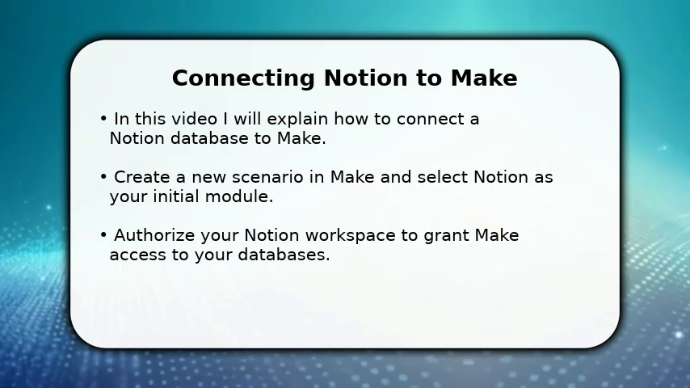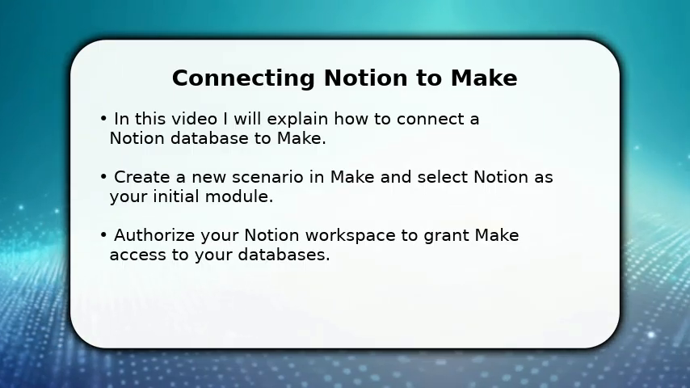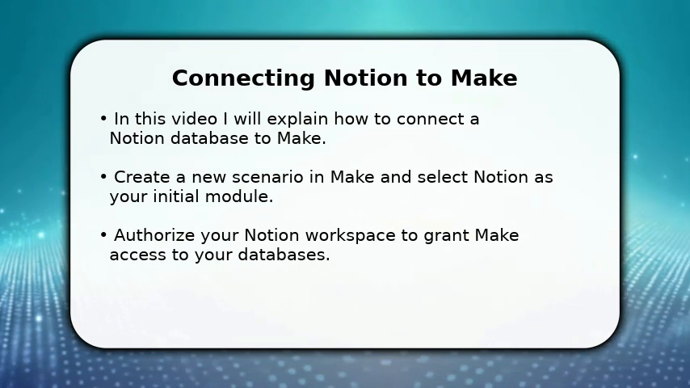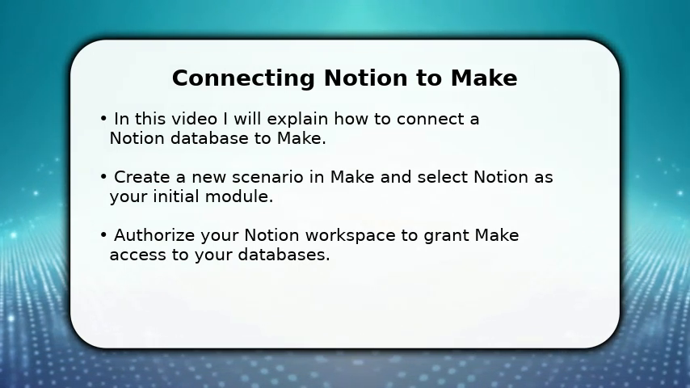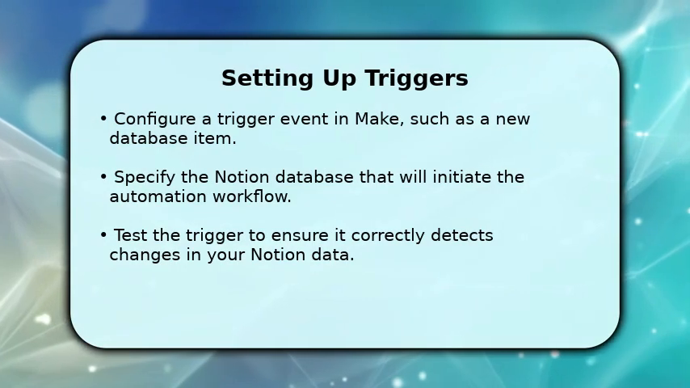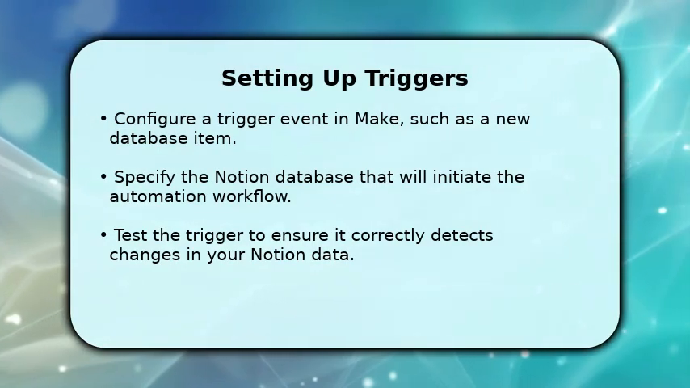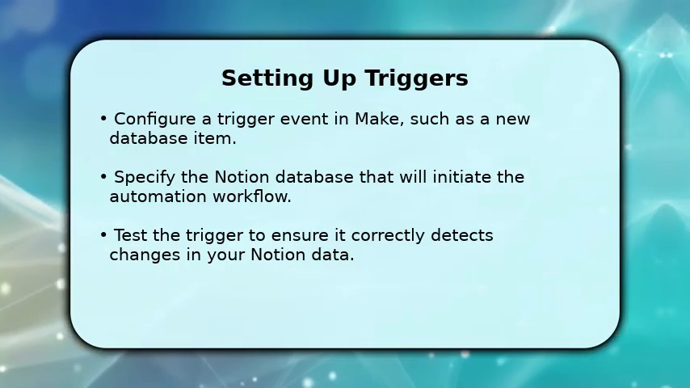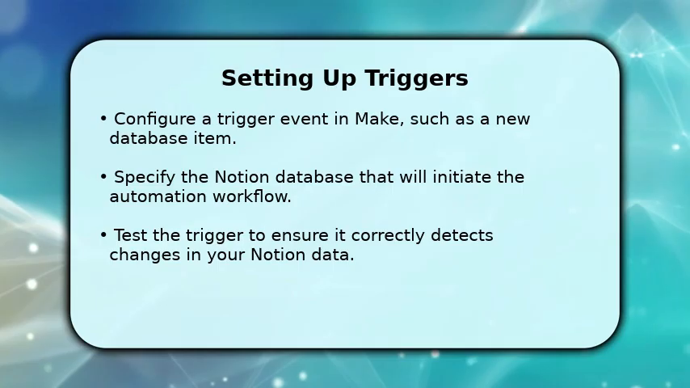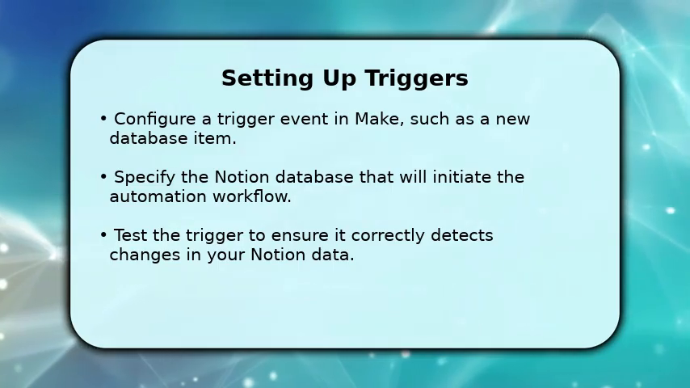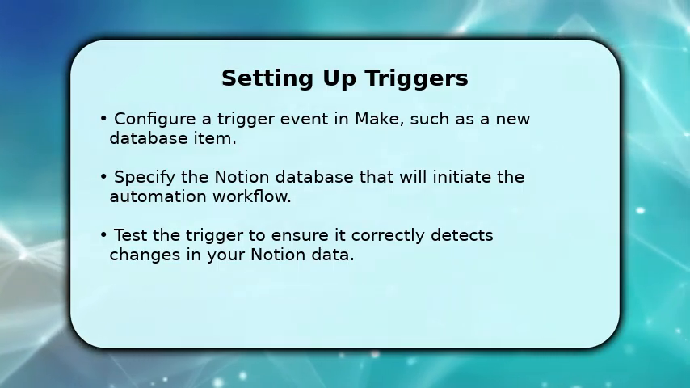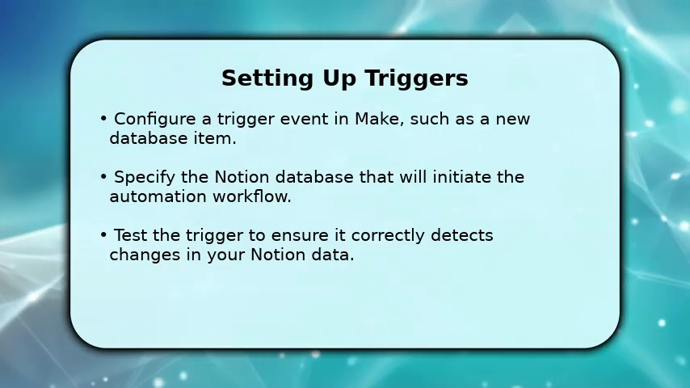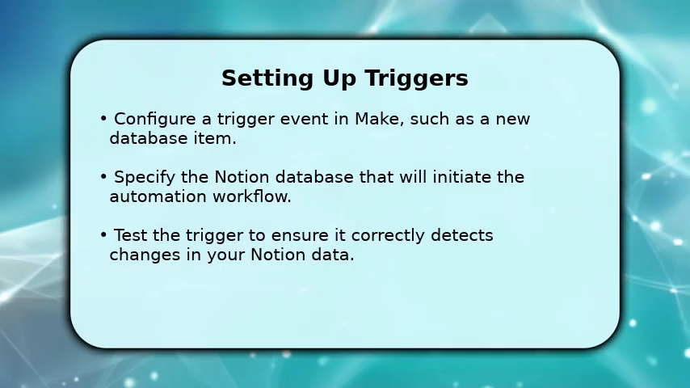This foundational step is crucial for building powerful, integrated workflows between your Notion data and other applications, saving you valuable time and effort. Once your Notion database is connected, the next step is to set up a trigger. This defines when your automation will start. For example, you might choose to trigger the scenario whenever a new item is added to your Notion database. Be sure to specify the exact database. After setting it up, always test the trigger to confirm it accurately detects changes.